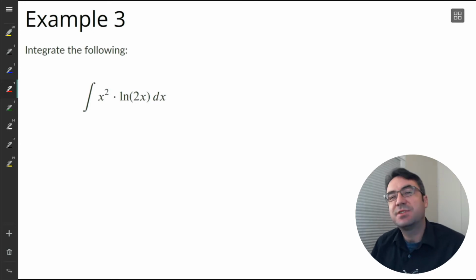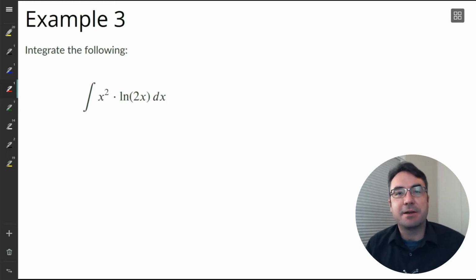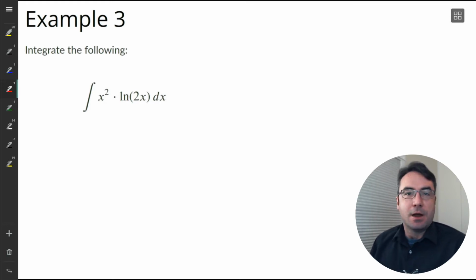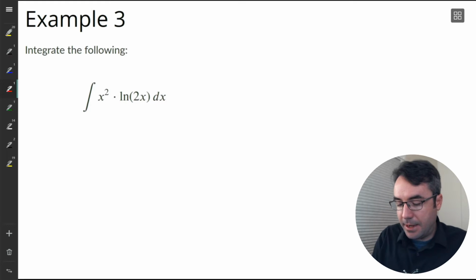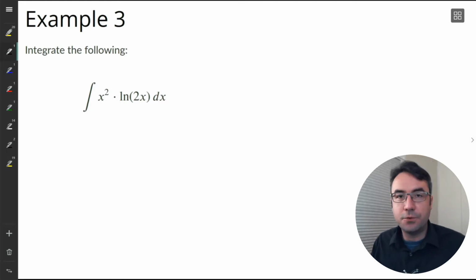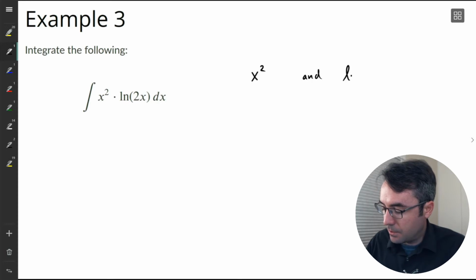This is more standard fare in terms of integration by parts, just to get us back into the groove here. All right, so what are we going to do in this one? Example 3. We're going to integrate the function x squared times natural log 2x. First thing we want to do is think about the pieces or the parts of our function, and it helps to write these out. So what are the two pieces of our function? Well, we have an x squared and we have a natural log of 2x.